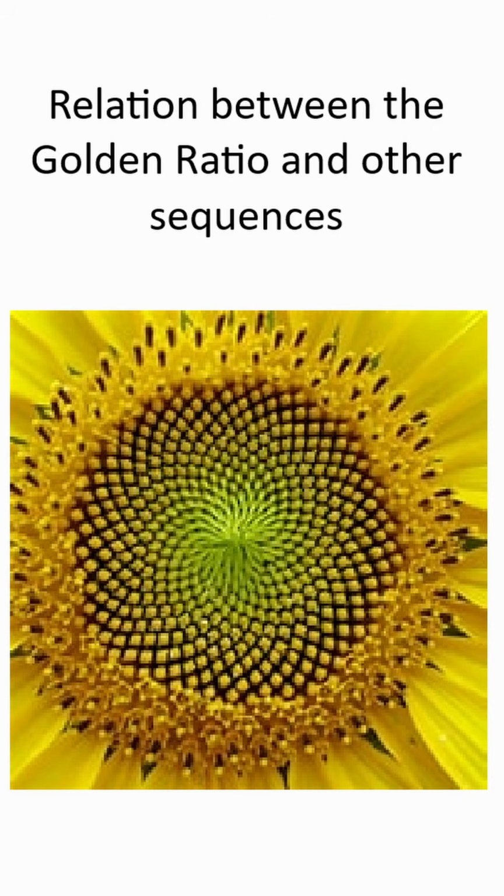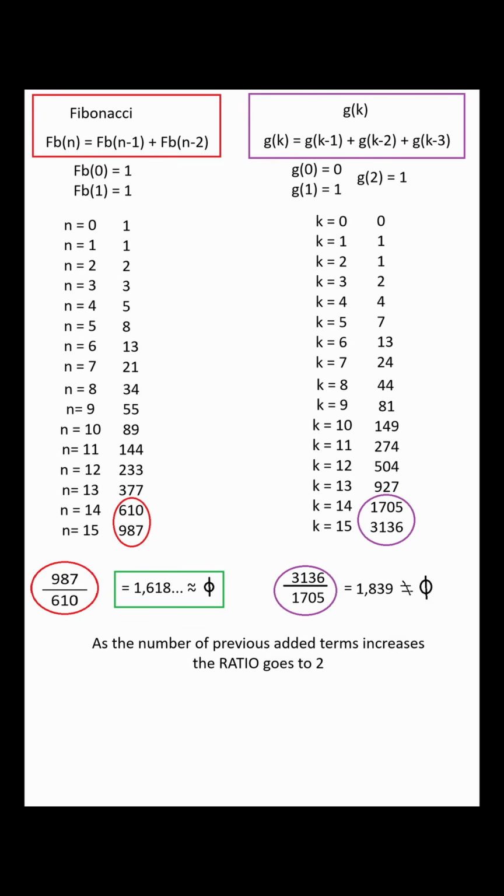Until now, I thought that the golden ratio was only important when dealing with a Fibonacci sequence. I was wrong. Today I discovered that the golden ratio appears in all sequences which consist of the sum of the two previous numbers. As the number of previous added terms increases, the value of the ratio between two consecutive numbers approaches the value 2. When all previous terms are added, as the sequence increases, the ratio is equal to 2.